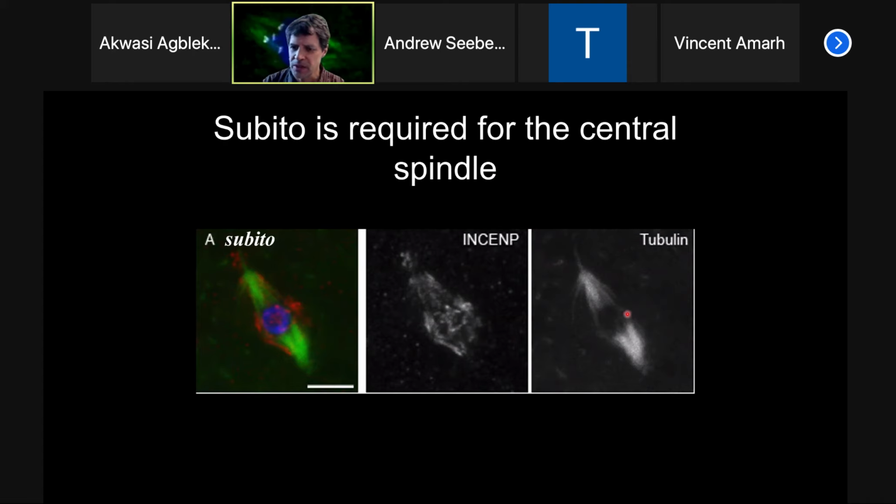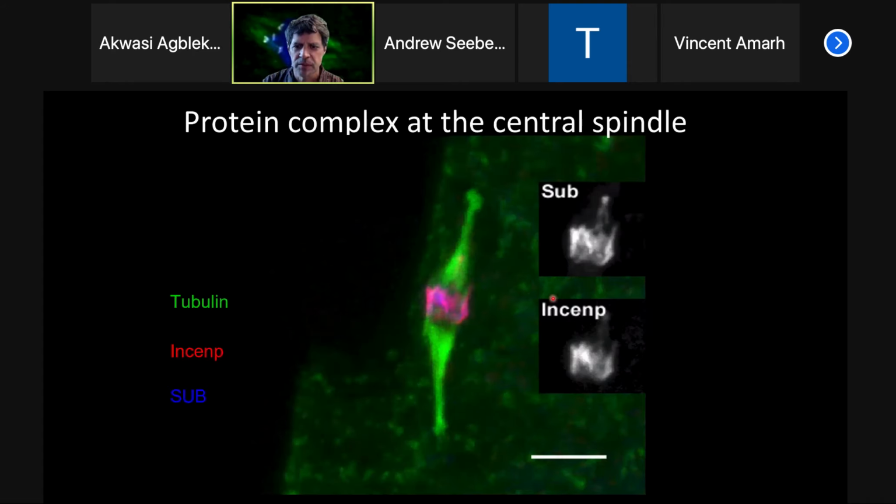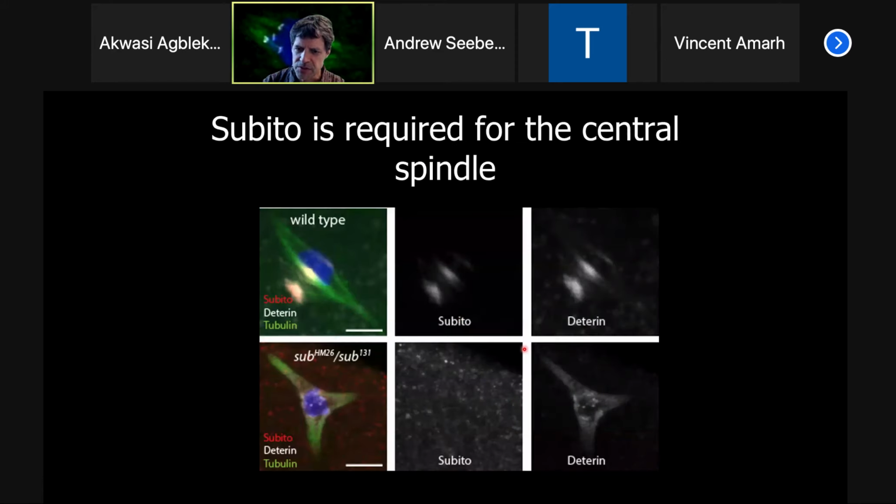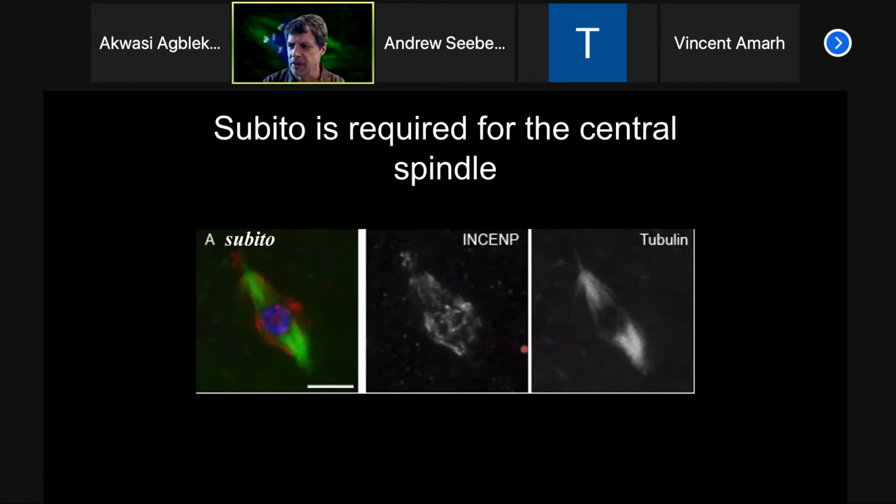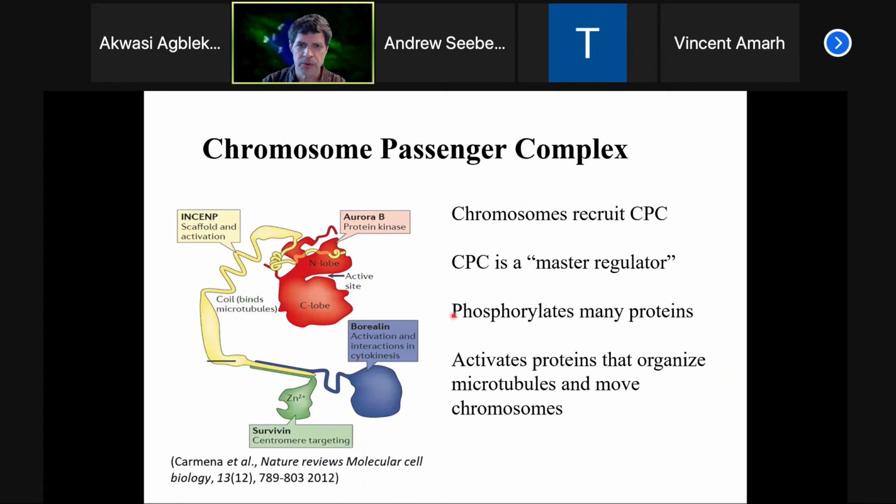But we realized that a lot of those proteins that were localizing in the middle, such as this insem protein, which is again shown here, are also required in mitosis. And when we knocked them out, we killed the fly. So we had to modify our approaches a little bit in order to study these other genes. And what I'm going to talk to you about mostly today is what this protein insem is doing in the center of the spindle. So insem is part of the chromosome passenger complex.